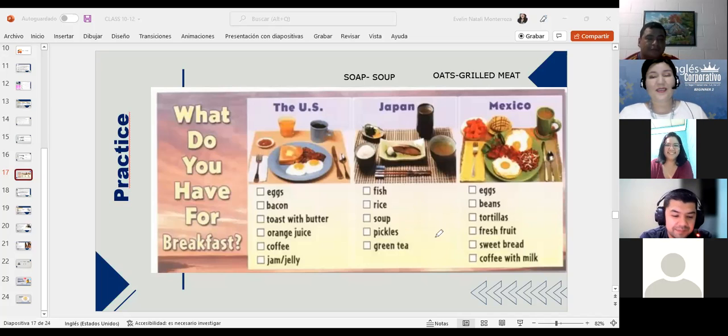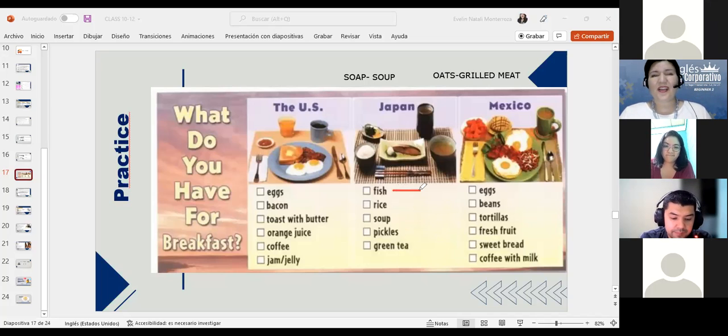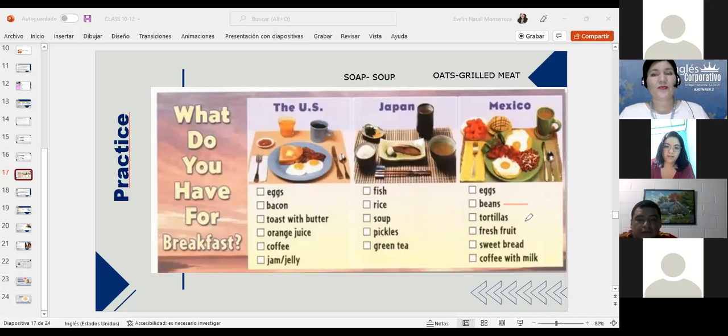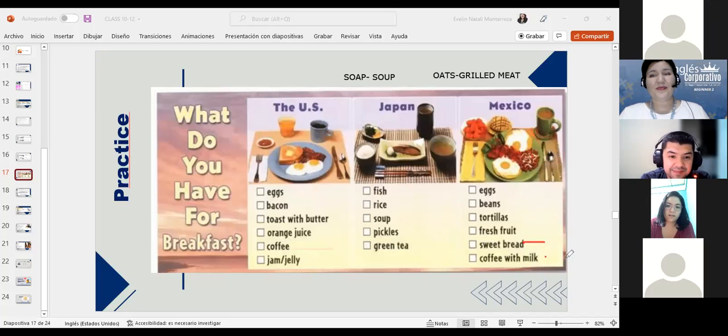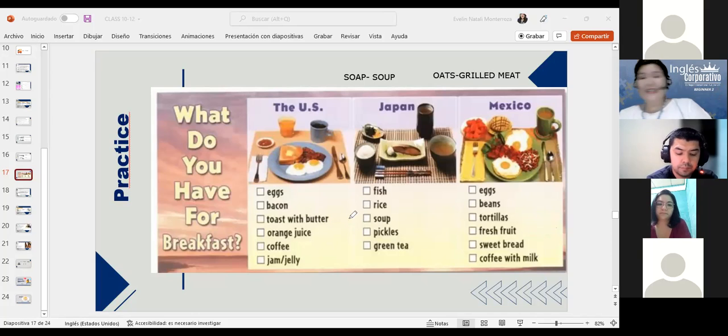With a sandwich, maybe, right? Fish. And what is the most common thing that we have from this picture compared to El Salvador? What is something that we have in common? Eggs, beans, sweet bread, coffee with milk. Sometimes fresh fruit, yes. Tortillas. For sure, yes. We also add, we don't have toasts with butter, but we have bread, right? We have bread. And for sure, the Salvadorian excellence breakfast for everybody, the pupusas.